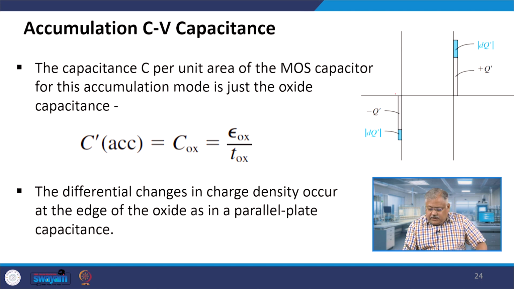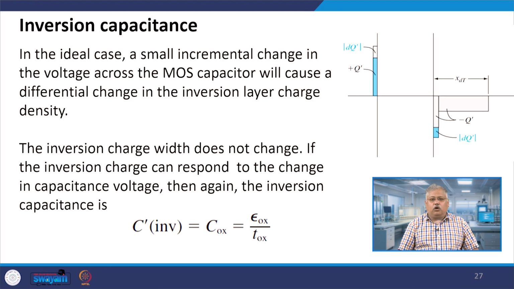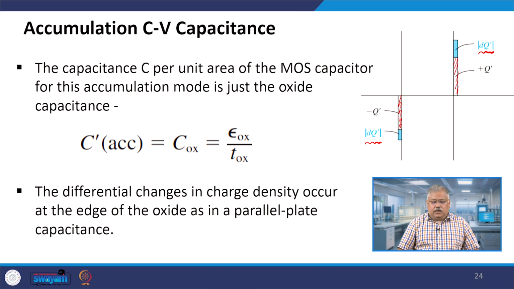What you see on the left hand side is that if you give a negative bias, you see negative charge carriers being developed here, because of which a mirror charge is created onto the silicon side, which is giving you positive charge carriers, right. This dQ is primarily coming out because of the addition of dV, or the external voltage. So, the differential change in the charge density will occur at the edge of the oxide, just as in the parallel plate capacitor. So, let me draw a basic band diagram in the accumulation region.